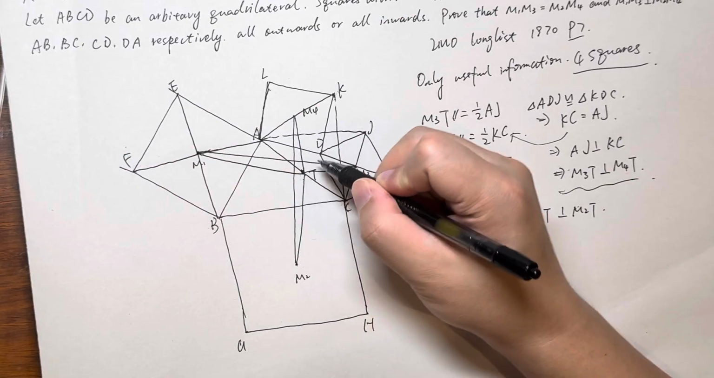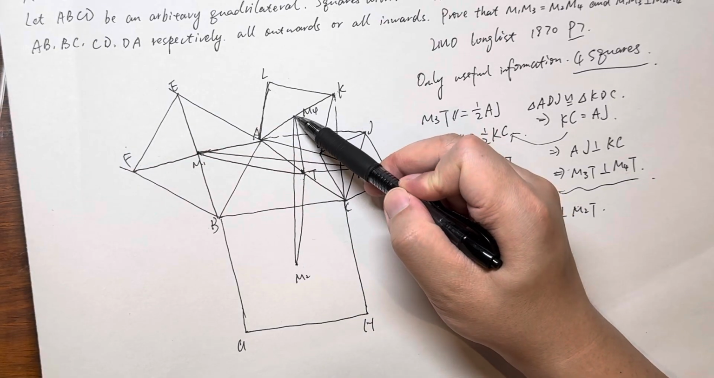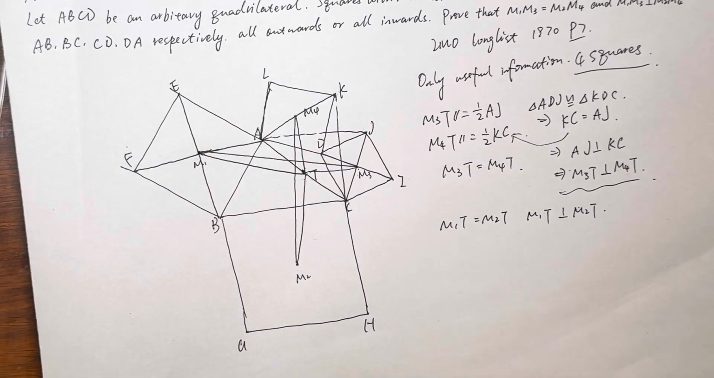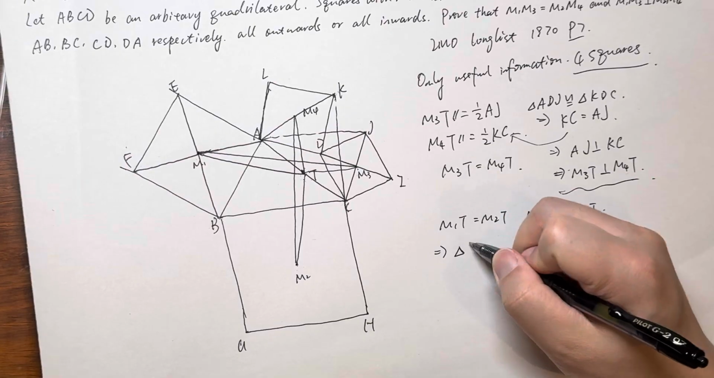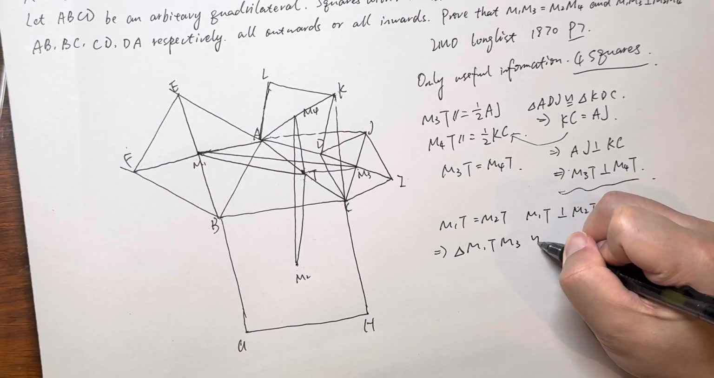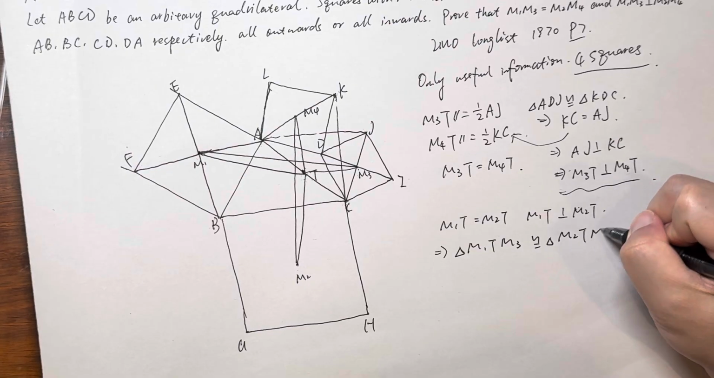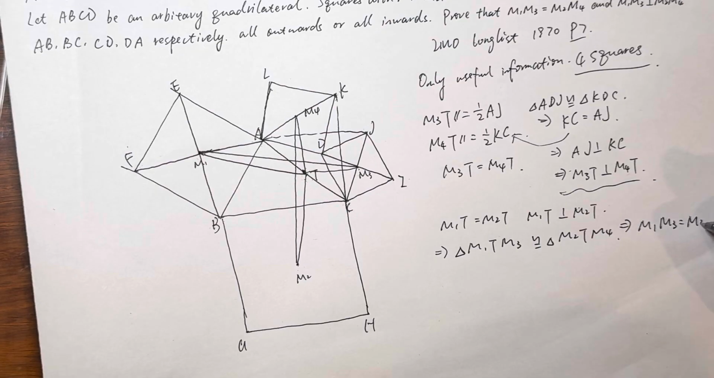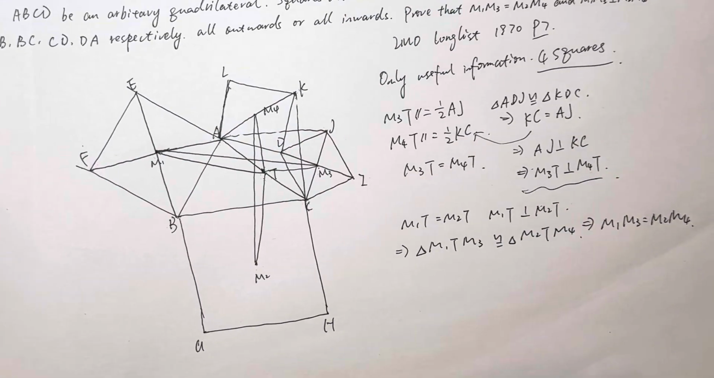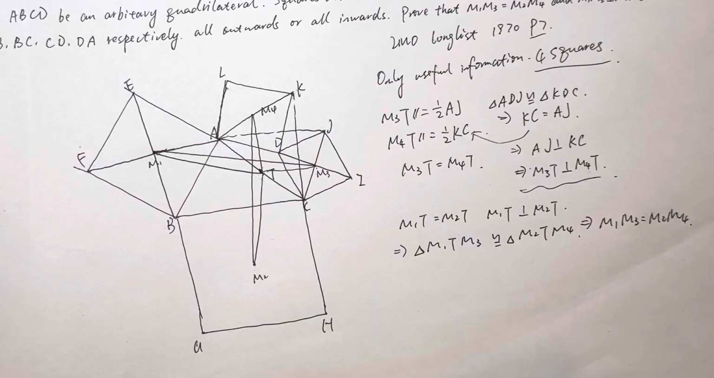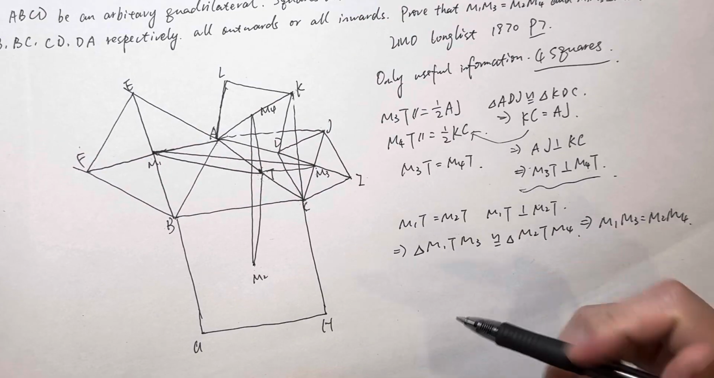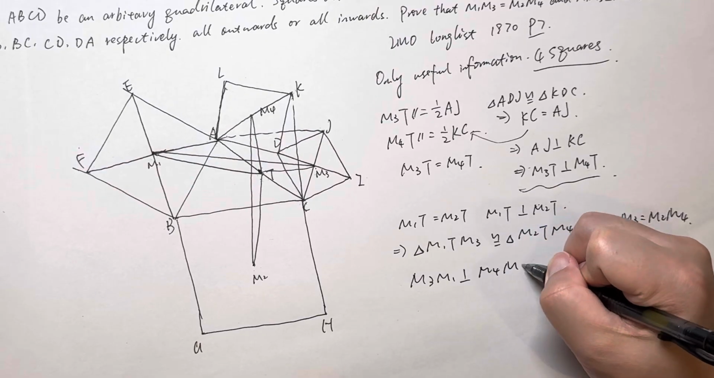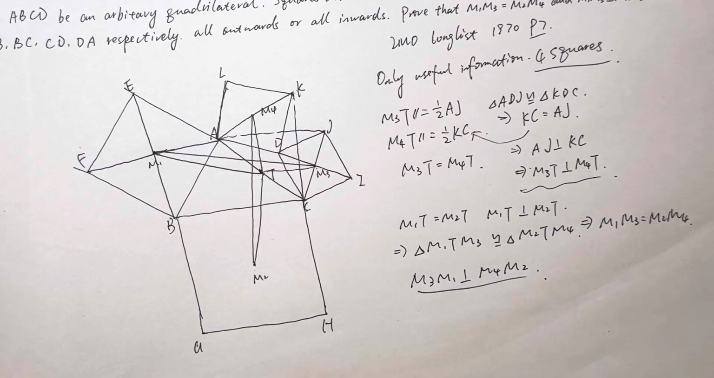Then we know that this is 90 degrees, this is 90 degrees, so angle M4TM2 equals angle M1TM3, which means triangle M1TM3 is congruent to triangle M2TM4, which means M1M3 equals M2M4. And also because the corresponding sides of these two congruent triangles are perpendicular, that means M3M1 is perpendicular to M4M2. Right.